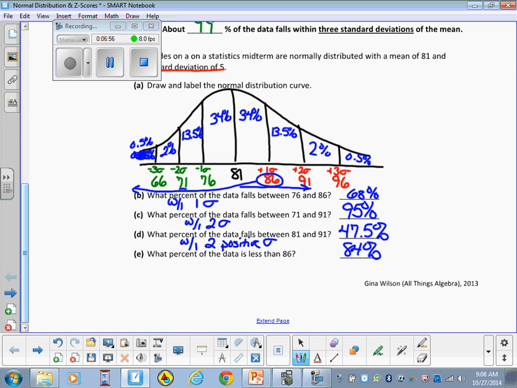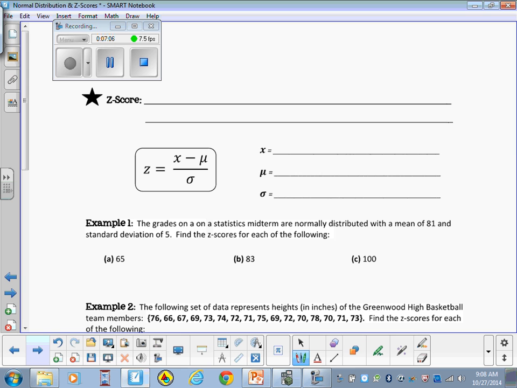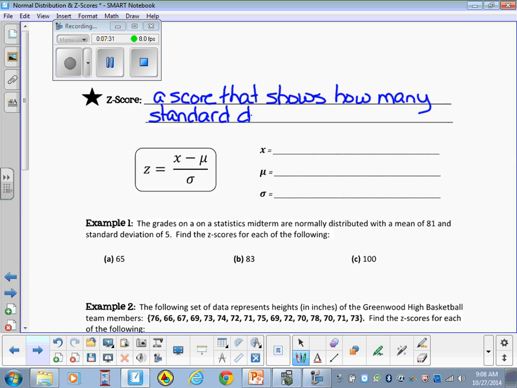Okay, so we have this distribution using standard deviation. How do I use it to compare individual scores? To do that, I use a z-score. It is a score that shows how many standard deviations one data value is from the mean.